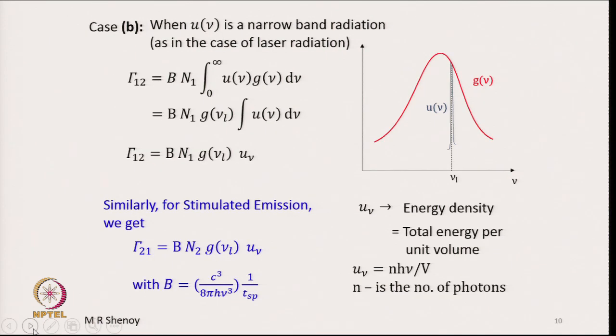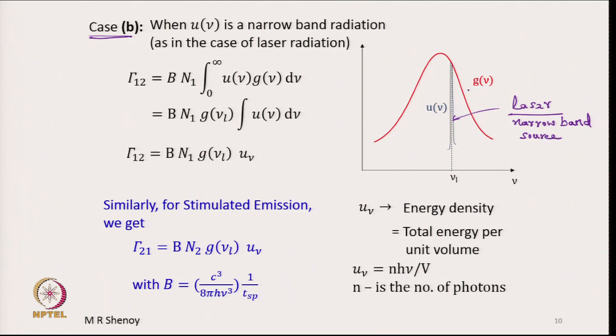Now, let us see the rate of absorption for the second case. This is the first case. In the second case, if you use a u nu corresponding to laser radiation, then we know that laser is highly monochromatic, and therefore the spectral width of u nu is now very narrow. So, this is a narrow band, highly monochromatic source.